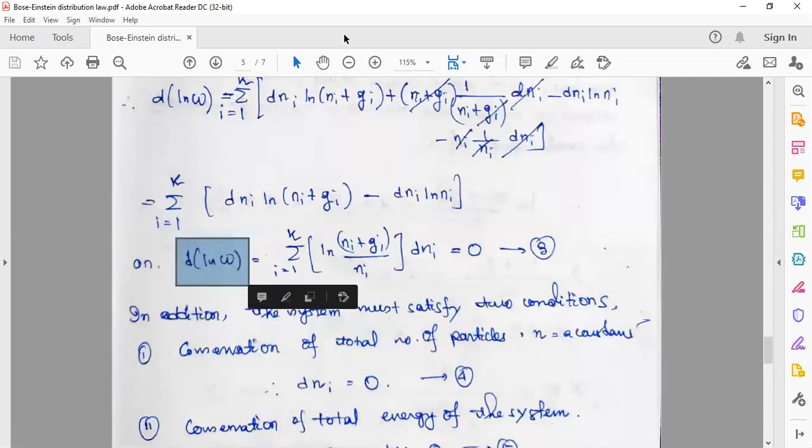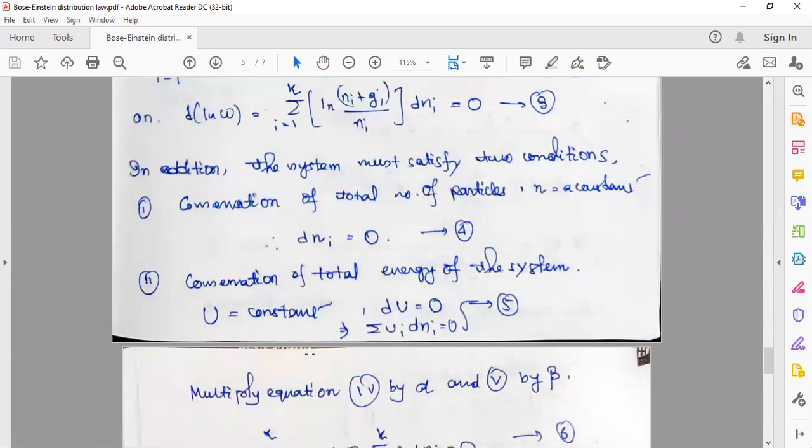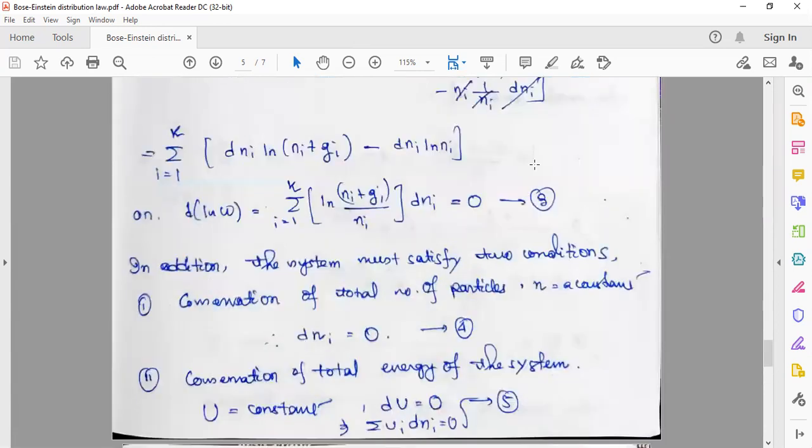Since we are here to calculate the maximum thermodynamic probability, when a given function has a maximum value, its differentiation has to be equal to 0. Therefore, we have made d ln w equal to 0. So we have got this equation. You can give it some number as per your convenience. We have given it number 3, equation 3 here.